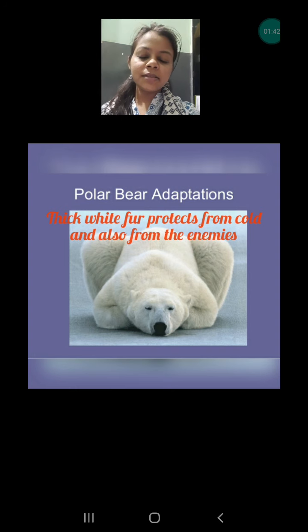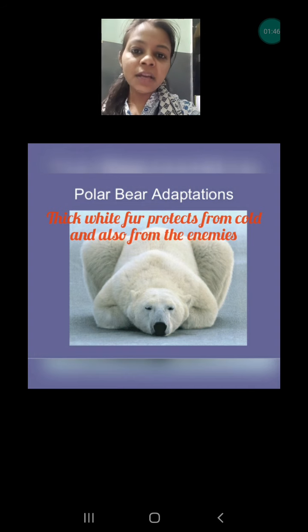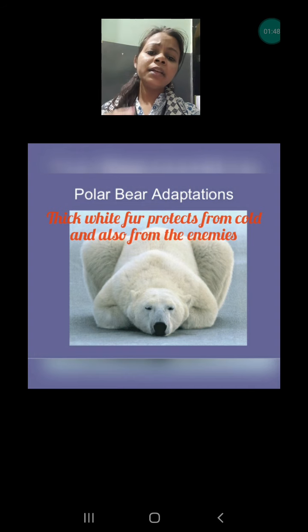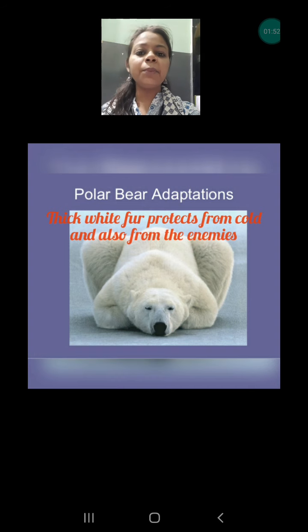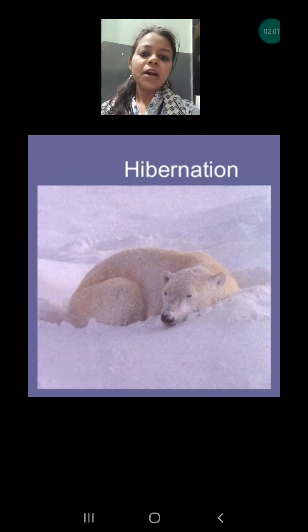Second thing, their fur also protects from the severe cold. The fur protects from a very cold climate and keeps their body warm. Also, their body has a lot of fat, and this fat also keeps their body very warm during the cold environment. Okay, so these are the adaptations which are found in the polar bear.